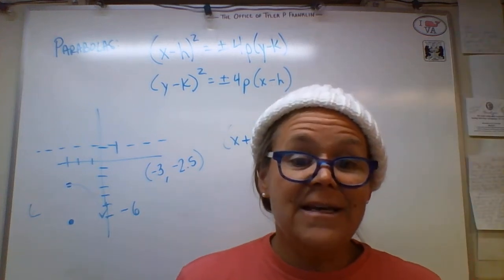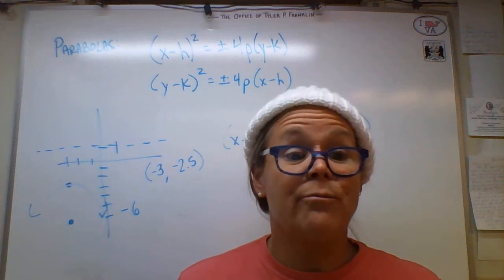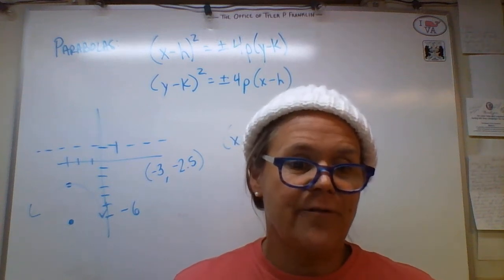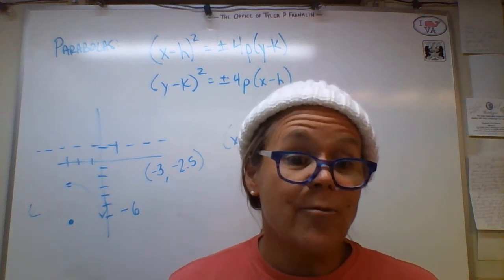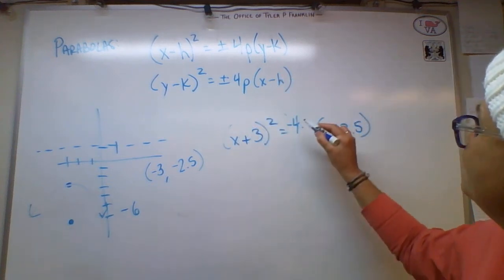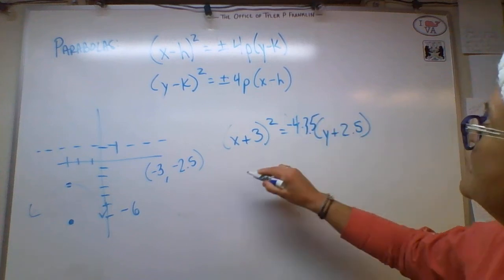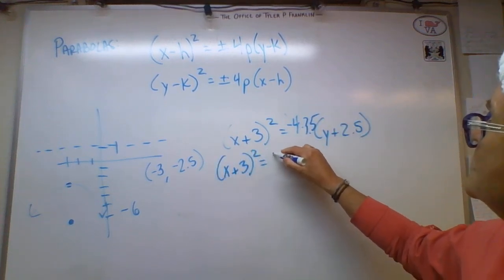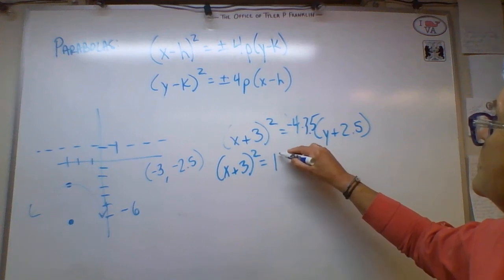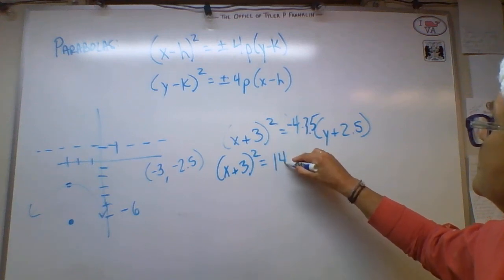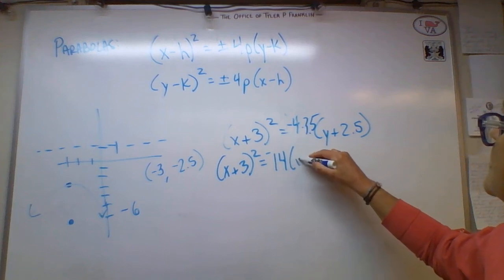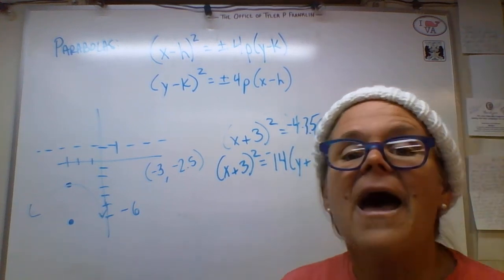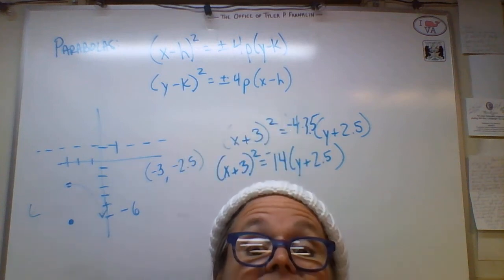And then P is how many spaces did you move away from the center to get to either the directrix or the focus, which was 3.5. So that would be the equation.